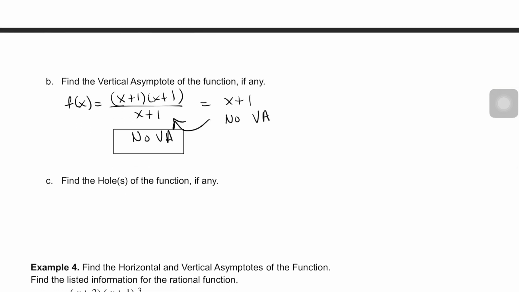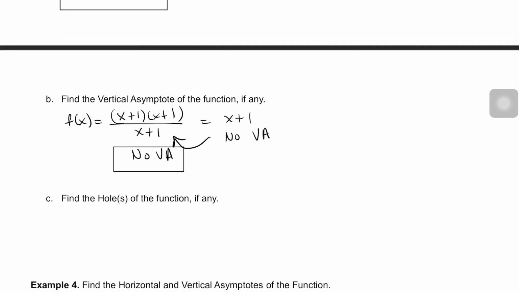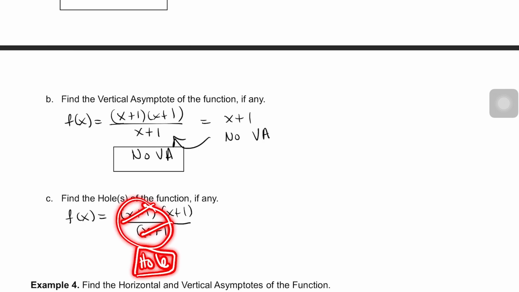And then finally, the hole. There is a hole in this problem, and we can find it anytime we cancel a factor, as we mentioned in the previous video. Whenever you get to cancel a factor in the numerator and denominator, this becomes a hole. This is a sign that the function has a hole. And where is that hole going to be? That hole is going to be at x plus 1 equals 0.